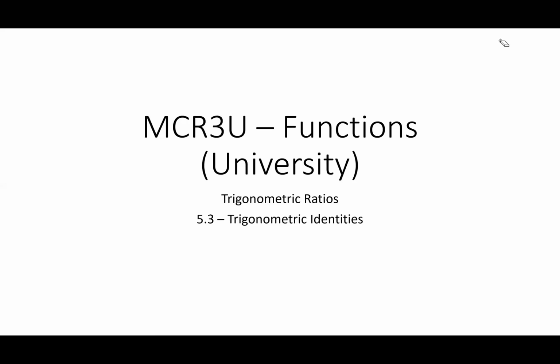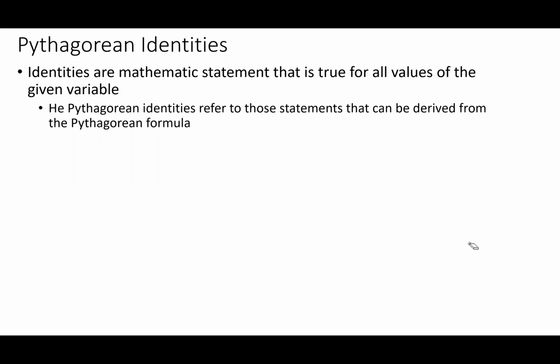Okay, so today what we're going to be looking at is trigonometric identities. We're going to explain what a trigonometric identity is. Technically, a trigonometric identity is any mathematical statement that's true for all values of a given variable. So this will always be true.